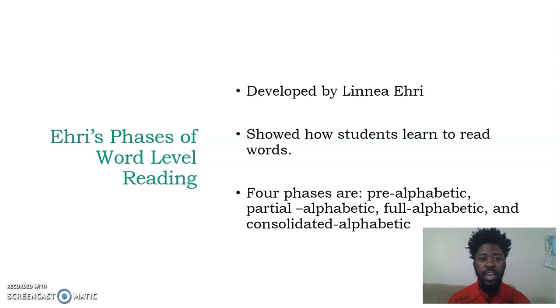The first is the pre-alphabetic phase, in which students read words by memorizing and guessing. In the partial alphabetic phase, they recognize some letters of the alphabet and remember words by sight. Then we have the full alphabetic phase. They possess some working knowledge of the grapheme system, and here they can decode unfamiliar words. And then we have the consolidated alphabetic phase, where they consolidate their knowledge of graphemes and phonemes and blend them into larger chunks or units.